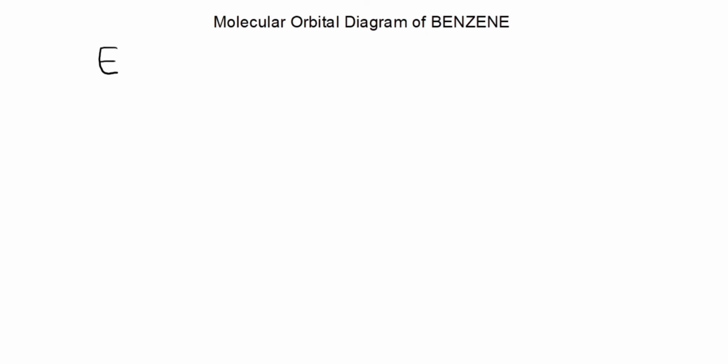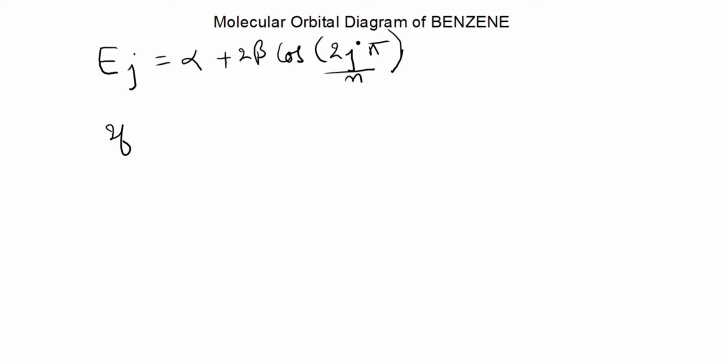It says that E_j is equal to alpha plus 2 beta cos 2j pi upon n. Here alpha denotes the energy of a single electron, beta denotes the overlap energy, or you can say the energy gained by electrons due to overlap, n is the number of p orbitals participating, and j is the index. If n is equal to 3, then the values of j will be 0, plus 1, minus 1.